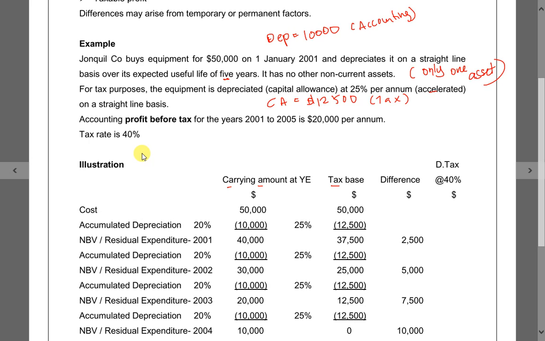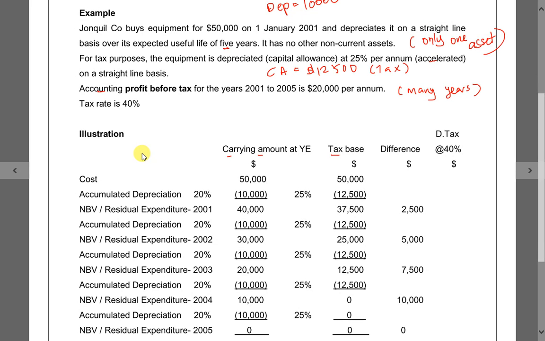Okay, so accounting profit for the year, accounting profit before tax for 21, 22, 23, 24, 25 for 5 years is 20,000 per annum profit before tax. So this one is many years. Just want to highlight to you this example comprises only one asset, and we're going to show 5 years. One asset over 5 years. Okay. Tax rate is 40%. So we look at over the 5 years, what's our temporary difference?